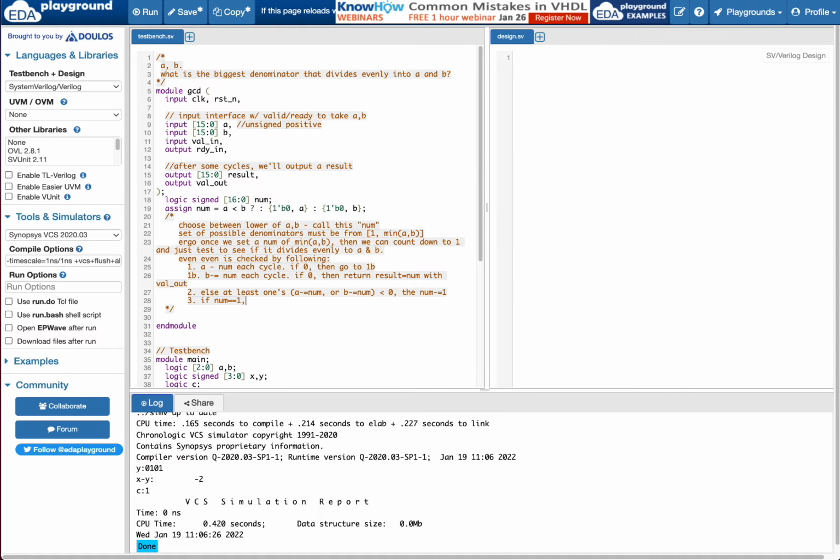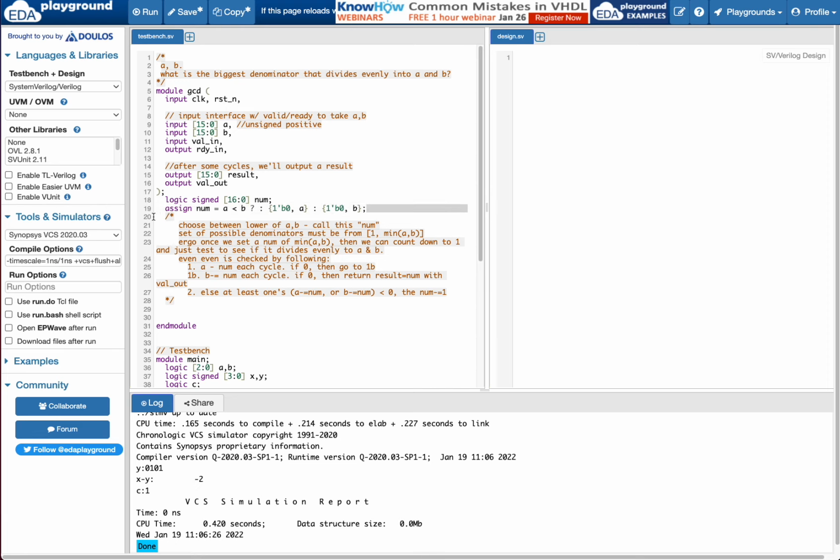If num, return result equals 1 with valid out. But you could also just do the last thing if you want. Yeah, we're guaranteed if num goes to 1, it'll divide. So your worst case scenario is going to be 2 to the 16 cycles. Oh sorry, yeah, 2 to the 16 times 2, which is 2 to the 17, which is less than 1 million cycles, which isn't too bad.